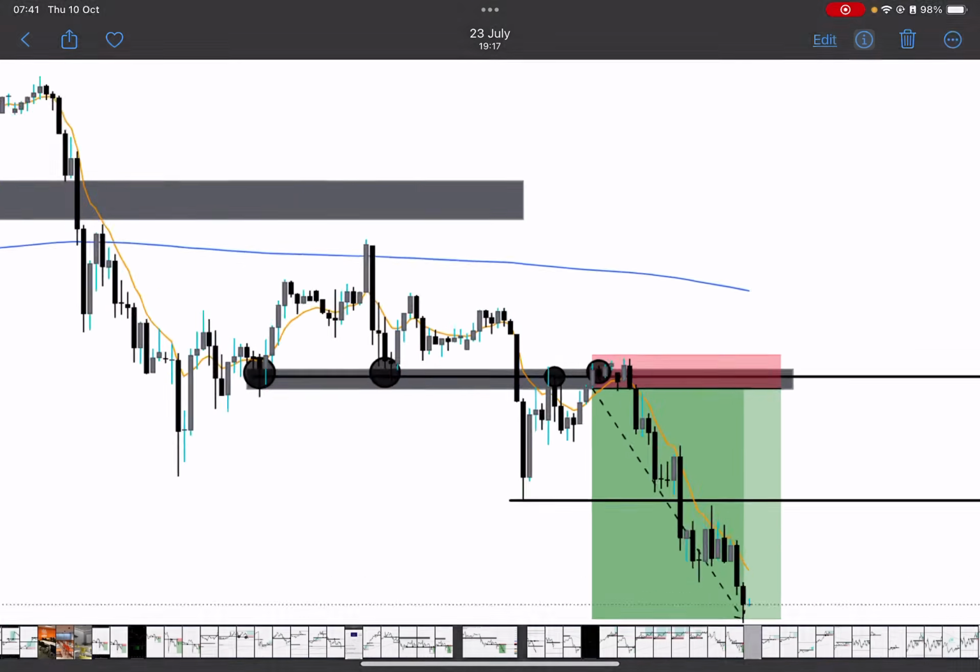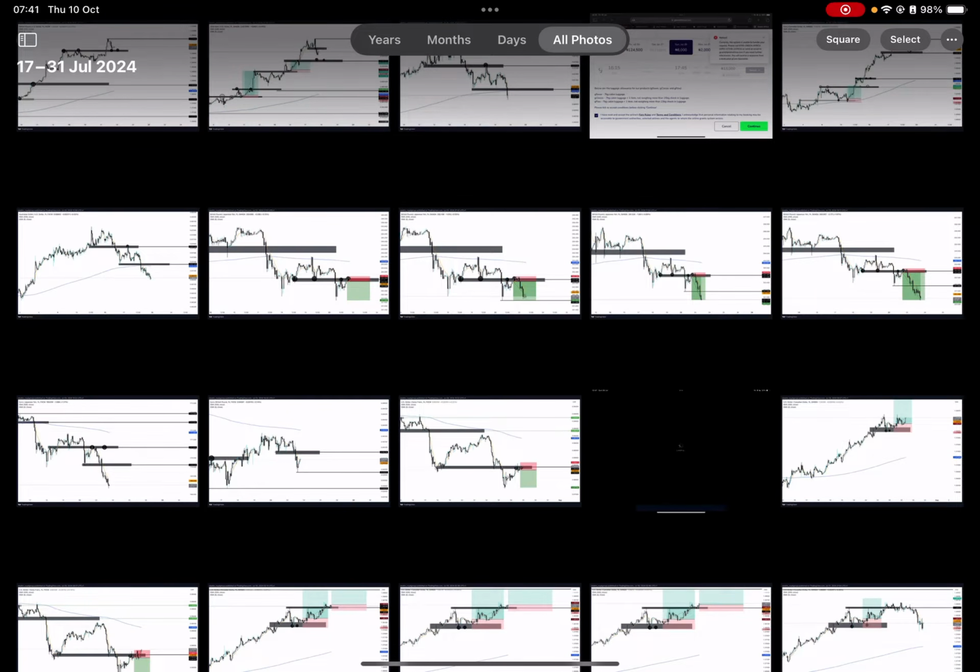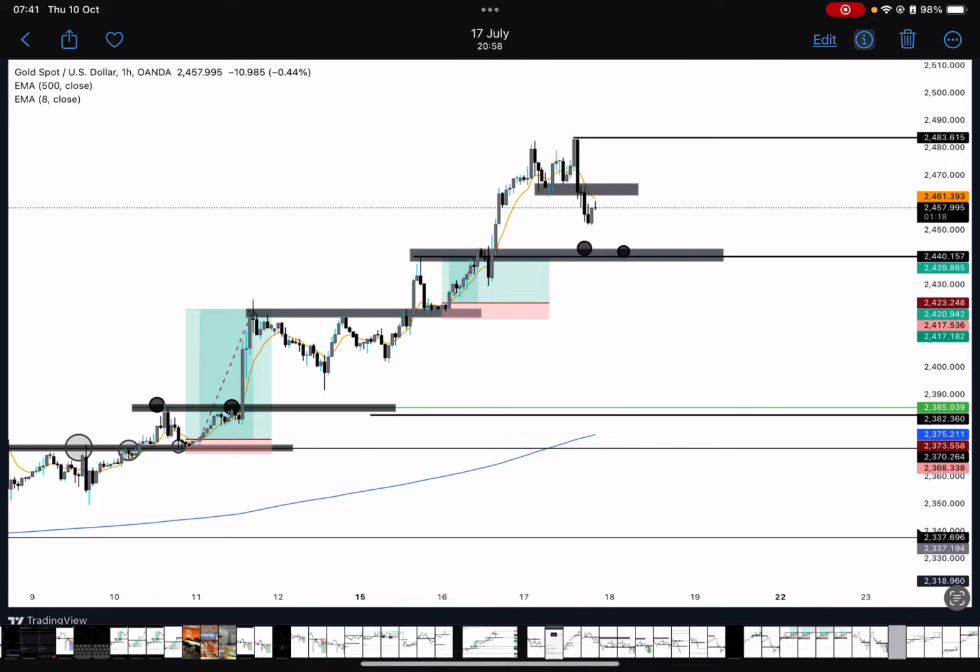And this move is probably a 1 to 4, 1 to 5. So these are more examples.